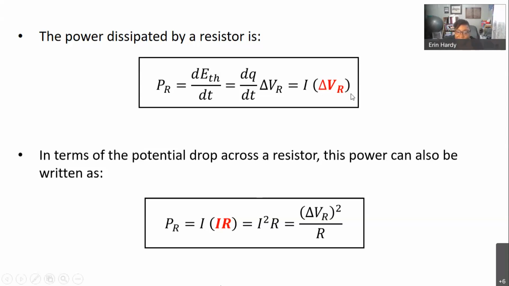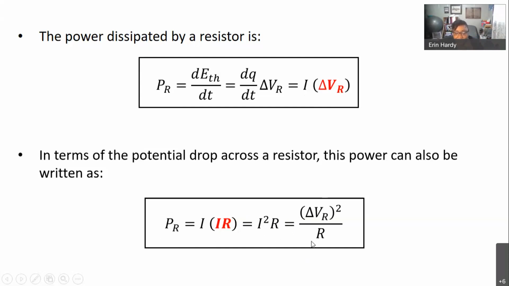We can go from this expression up here at the top, where I is equal to delta V over R, and recognize that P is equal to I times delta V. That's also equal to P is equal to I squared times R, where now I have a way that's just dependent on current and resistance to determine the power dissipated by some circuit element.